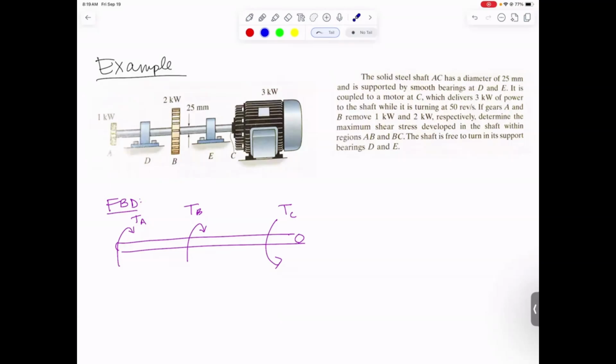This isn't really a great free body diagram because I kind of forgot about the bearings. So just for completeness, let's draw what those bearings would do. We've got a pair of bearings.